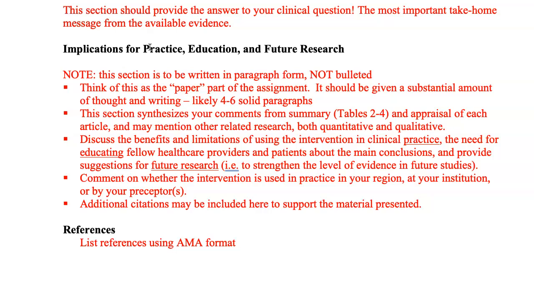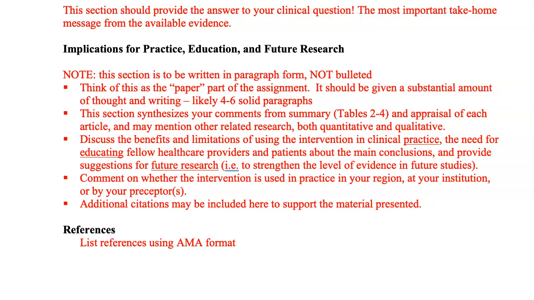Discuss the benefits and limitation of using the intervention in clinical practice, the need for educating fellow healthcare providers and patients about the main conclusions, and provide suggestions for future research. How can we strengthen the level of evidence in future studies? Comment on whether the intervention is used in your region, your institution, or by preceptors.